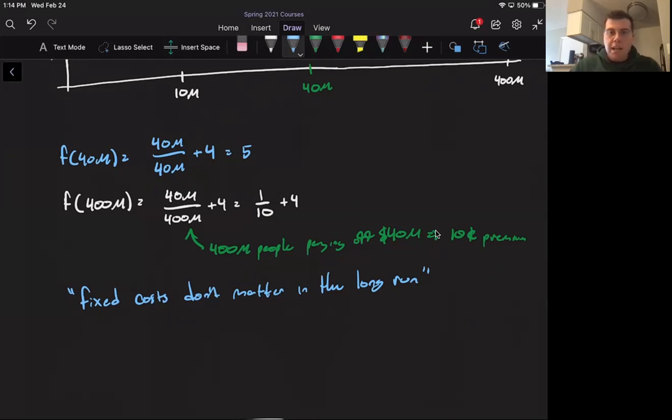Of course, that breaks down, as we can see, if you don't have that many buyers. So this vaccine would be exorbitantly expensive if it was only there to treat 10 or 15 people. But anyway, I hope this was a helpful introduction into understanding horizontal asymptotes.